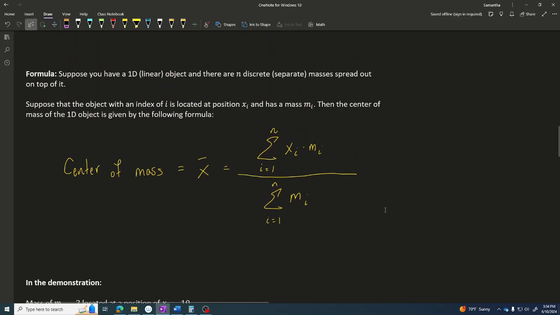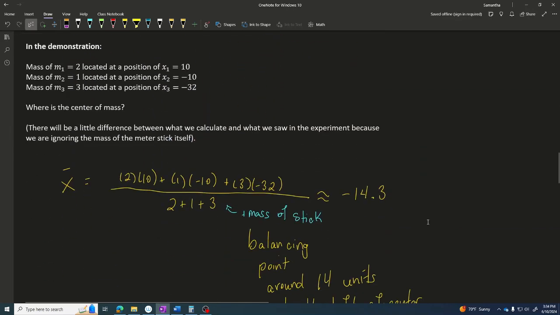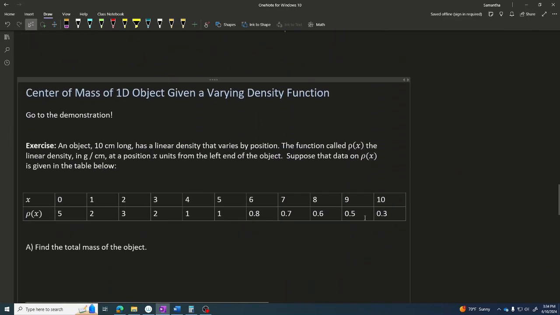This formula can be used if you're dealing with an object with a bunch of separate masses stacked on top of the object in various positions. However, potentially you have an object that has a density function that varies continuously.